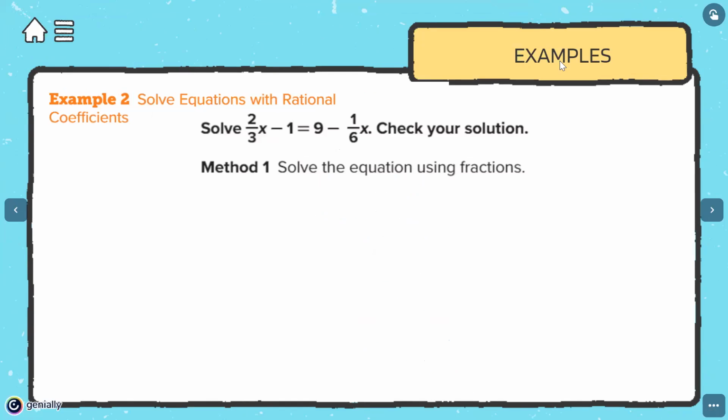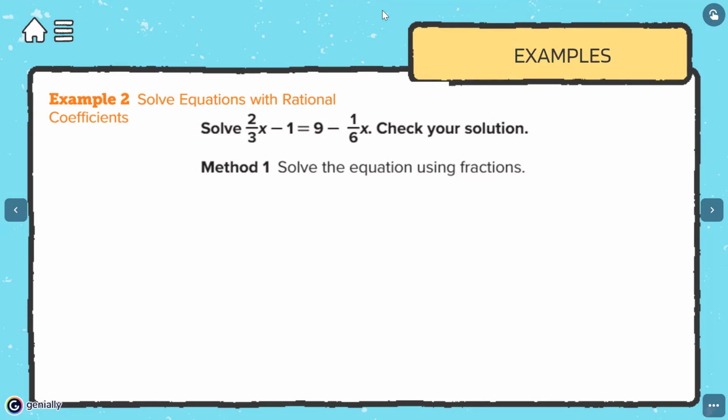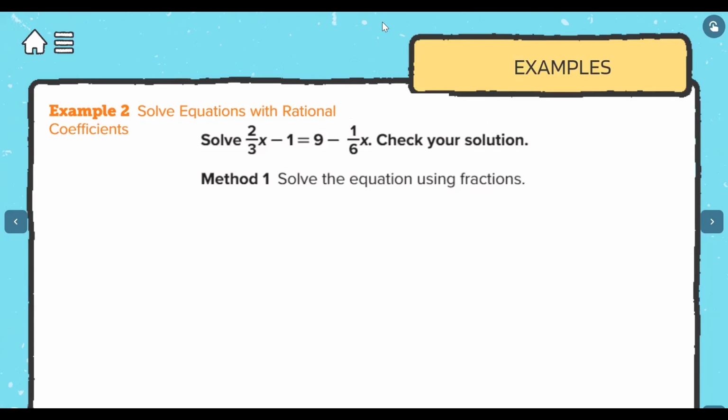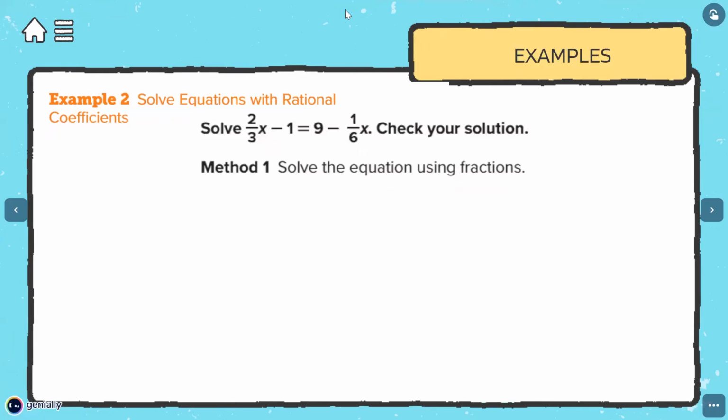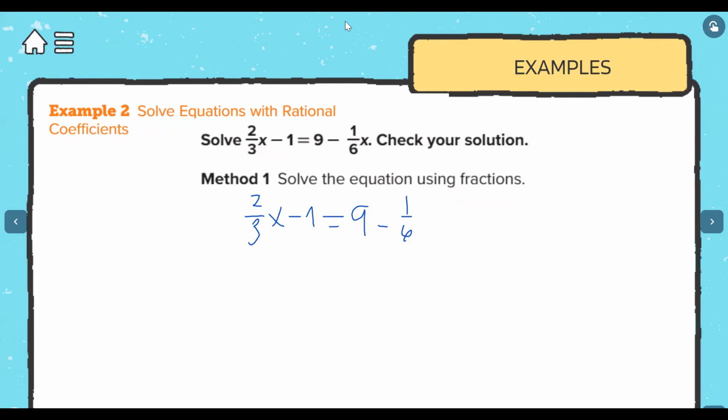Let's see the next one. Now with fractions. With fractions, we have 2 ways to do it. The first one is the same way that we do it as always, right? Okay, so this one we do the same way. We have 2/3 x minus 1 equal to 9 minus 1/6 x.